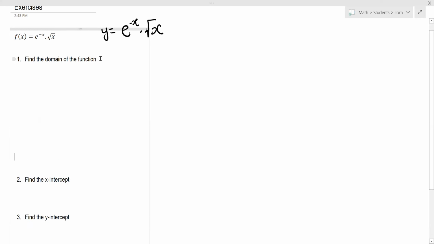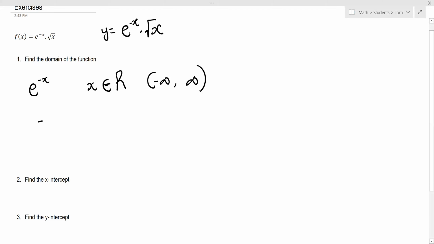So in the main function, we have two separate functions. We have an exponential function, which is e to the power of negative x. Now, the domain of an exponential function will be all real numbers. We use the bracket notation: it can be from negative infinity to infinity. Any number can go for x. 0, 1, 2, 3, negative 1, negative 2, it doesn't matter.